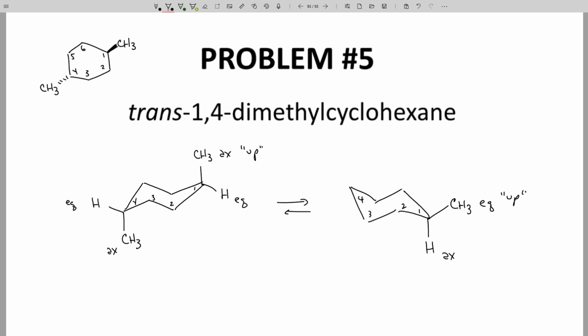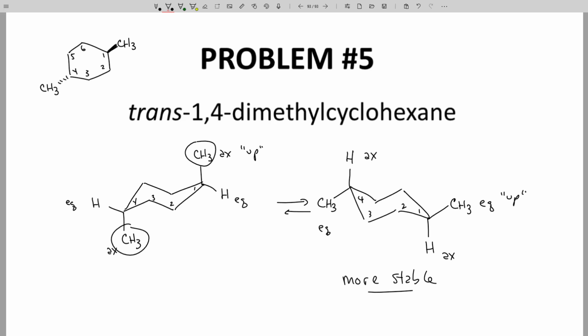Now as we go to the left, we have the up position on carbon 4 is now the hydrogen, which is now axial, and the down position is our methyl group, which is equatorial. So those are our two chair conformations for this molecule. Now let's figure out which one's better. As I look on the left, I see these axial methyl, axial methyl. Those are typically not very favorable, so the more stable conformation is the structure that we've drawn on the right.